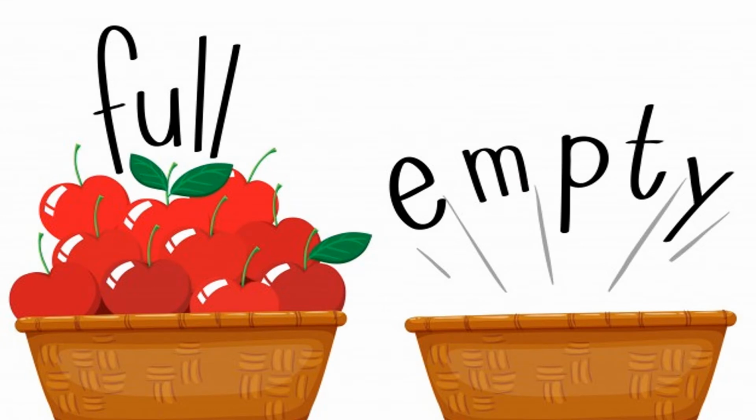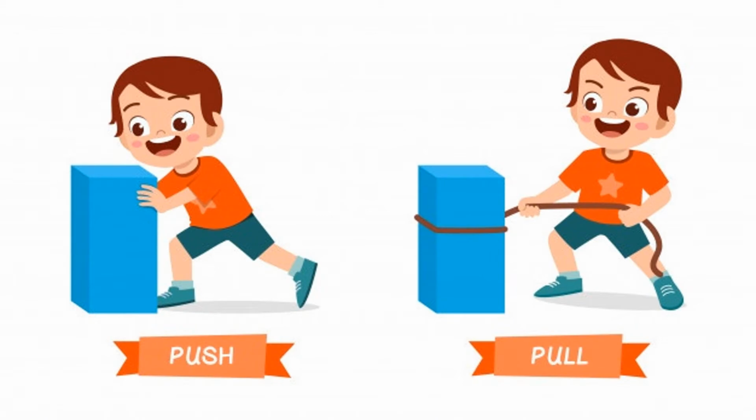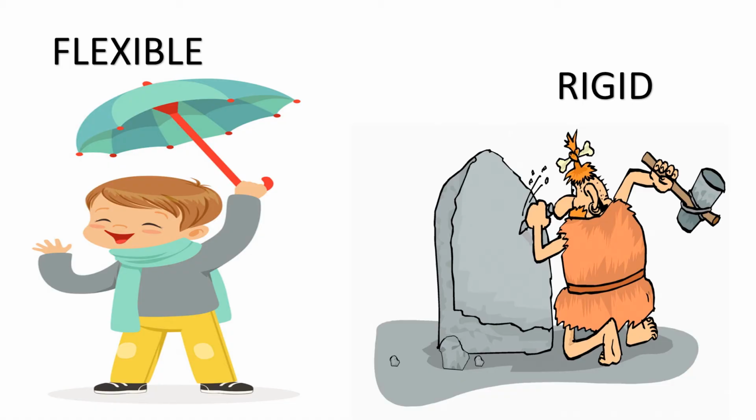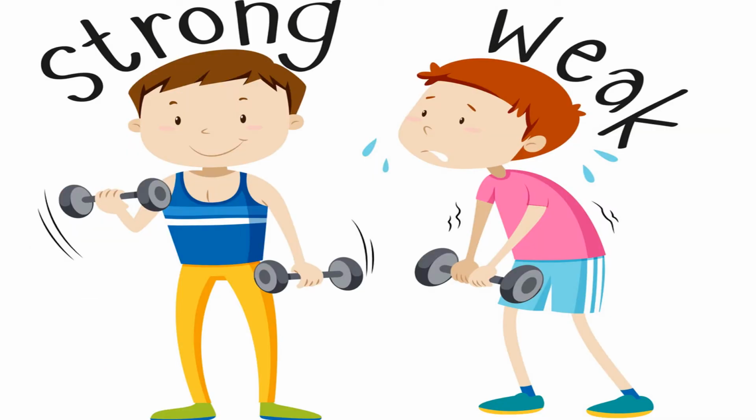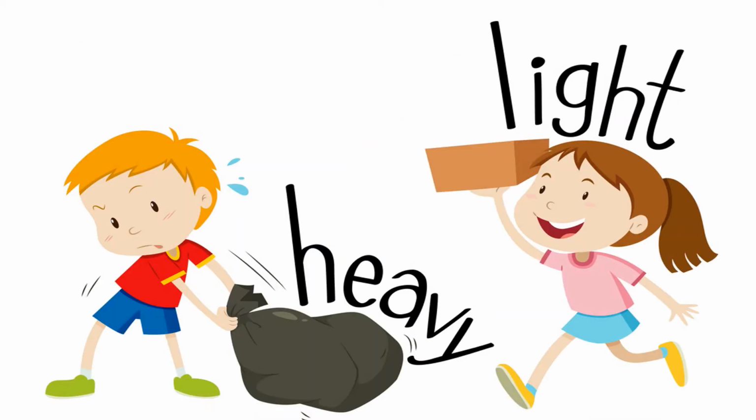The opposite word for full is empty. The opposite word for push is pull. The opposite word of flexible is rigid. The opposite word for strong is weak. The opposite word for heavy is light.